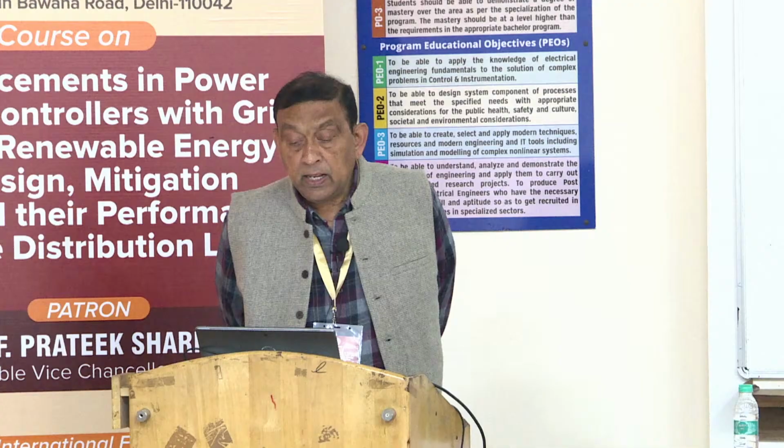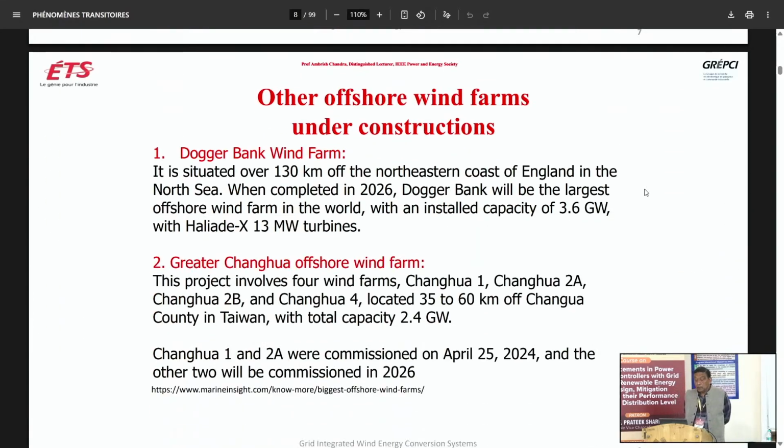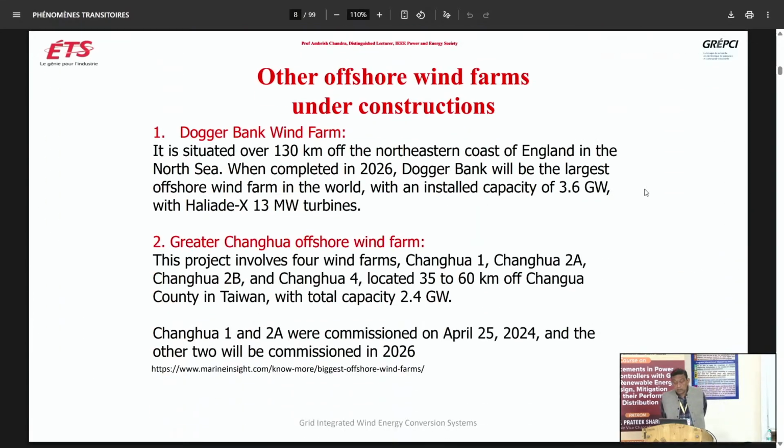There are many other offshore wind farms under construction, like Dogger Bank Wind Farm. It is situated over 130 kilometers off the northeast coast of England in the North Sea. When completed in 2026, Dogger Bank will be the largest offshore wind farm in the world with an installed capacity of 3.6 gigawatts, with Haliade-X 13 megawatt turbines.